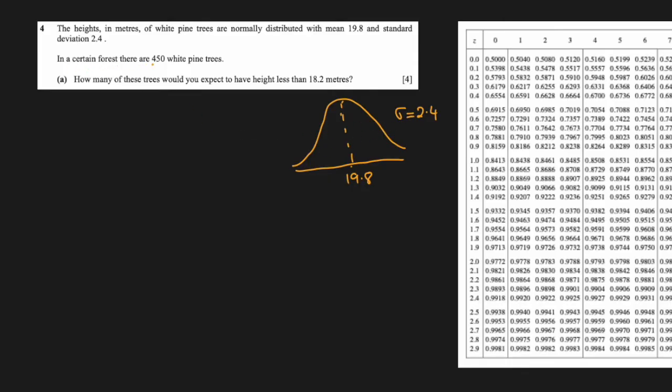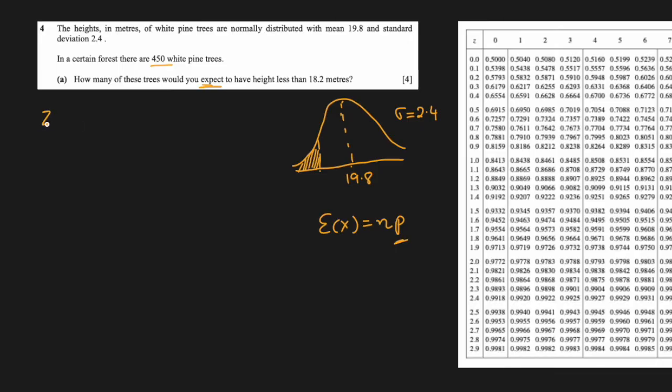In a certain forest, there are 450 white pine trees. How many of these trees would you expect? That means we have to find the probability first, and then we'll find the expected value. The expected value of x is equal to np. So we need to find the probability to have a height less than 18.2. So suppose 18.2 is here. We have to find how many of the trees out of 450 are in this region. So we'll find the probability first.